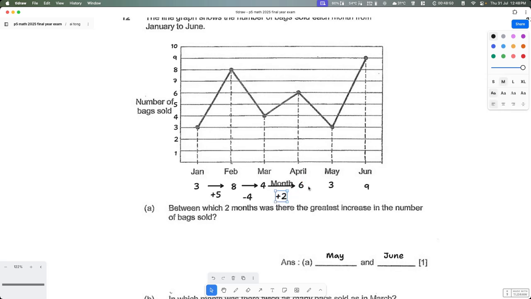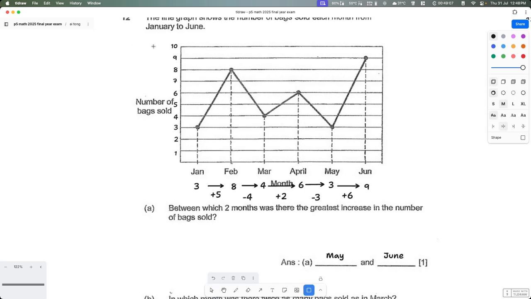Okay, and then from April to May, this is minus 3. And then lastly from 3 to 9, this is plus 6. So in this case, you can see which one has the highest increase: May and June.